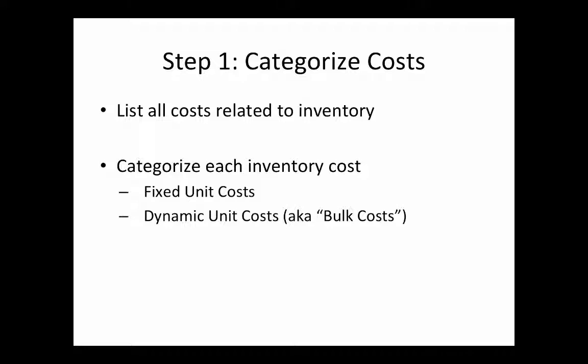But any of the costs that you have a really difficult time tying back down to the unit, generally these are costs that you pay per shipment rather than per unit. These are things that I would lump in as dynamic unit costs, or what I call bulk costs, because you generally are paying for these costs in bulk. So go ahead and categorize all of your inventory costs across those two categories. And we're going to account for these two categories differently.